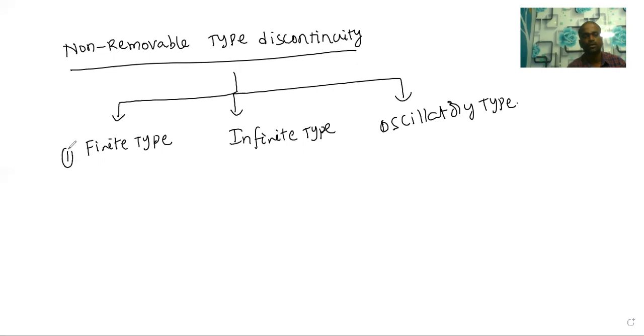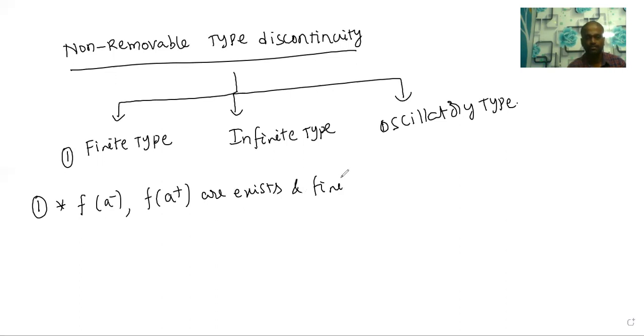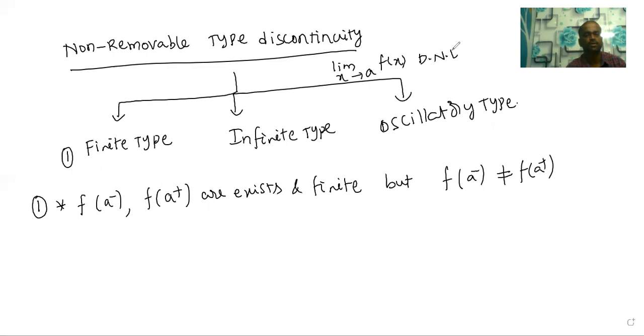So the first one, finite type. In this finite type, both left hand limit and right hand limit at a given point, say A, exist and are finite, but they are not equal. So what we can conclude, limit of the function does not exist, because in non-removable discontinuity of any type, limit of the function at A does not exist. Already in the starting of the video, I told you this.